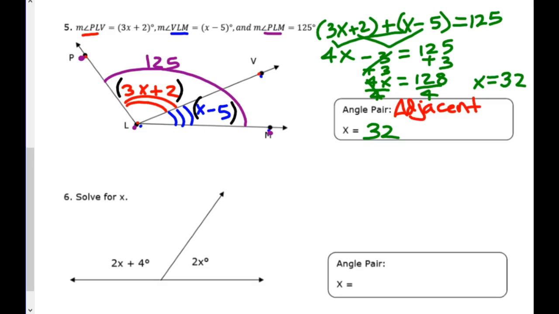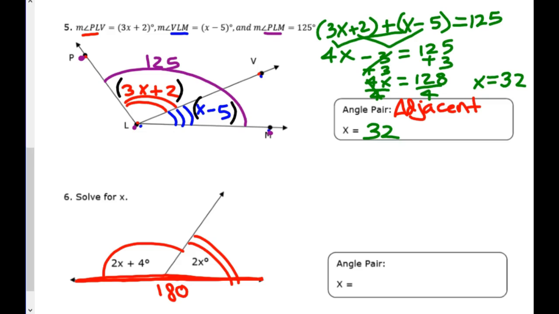Do we know the part on the left? Yep. Do we know the part on the right? Yep. Now, it's not labeled the whole thing, but should we know what this whole thing is? It's a straight line, so it has to be 180, right? So if it helps you, you can label it. You don't have to. But let's set this up.